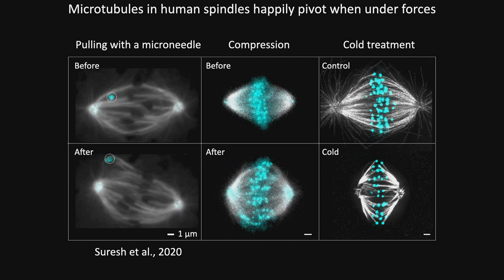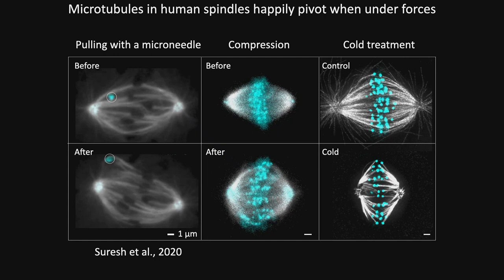This is really amazing. And this tells us that if you exert a force in this direction, you're not going to pull the microtubule out of the centrosome, but it's going to pivot, because it pivoted. It had the angle with respect to, let's say, the spindle axis like this, and now it has this angle. So it's able to pivot under force.